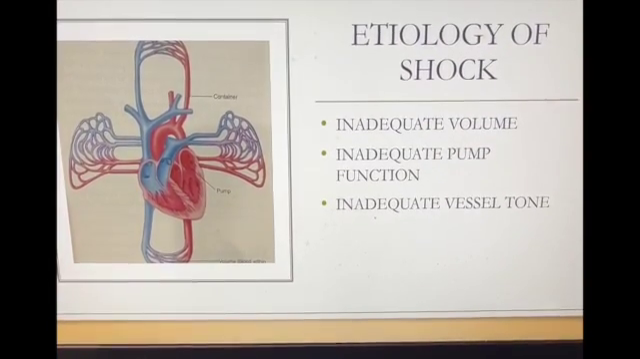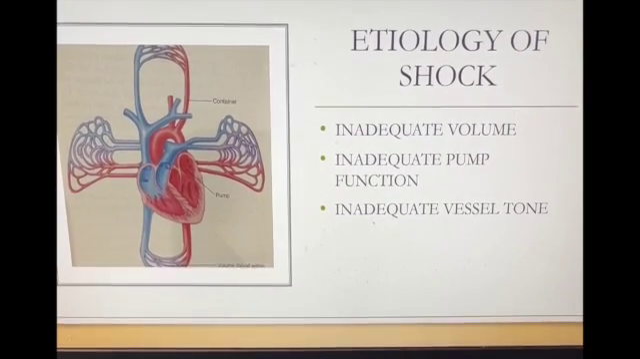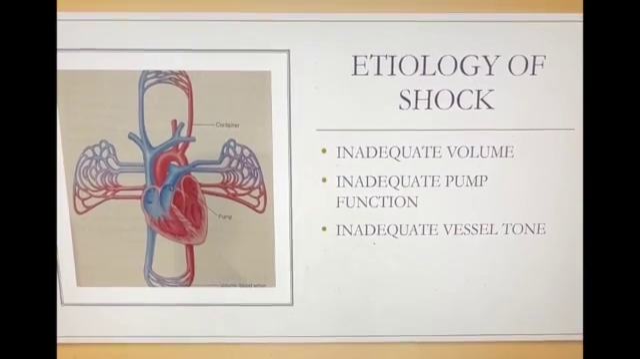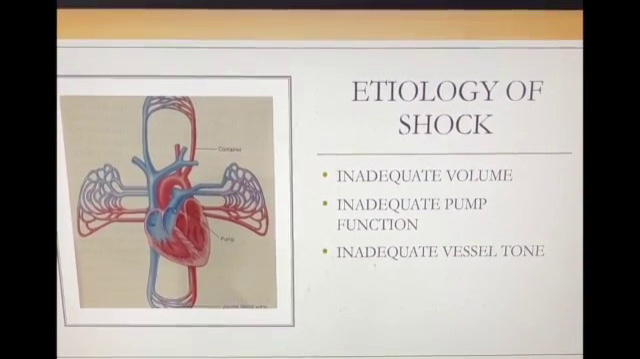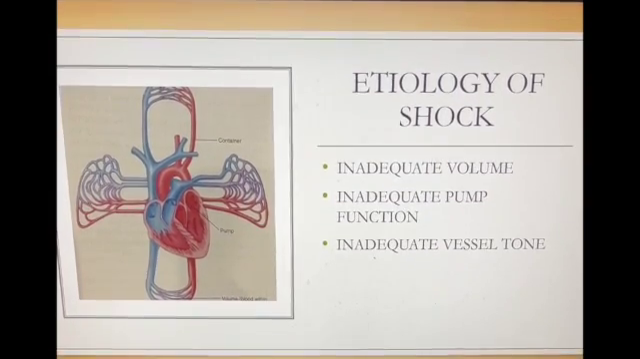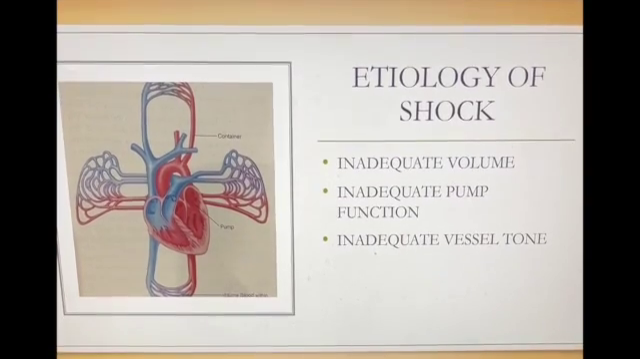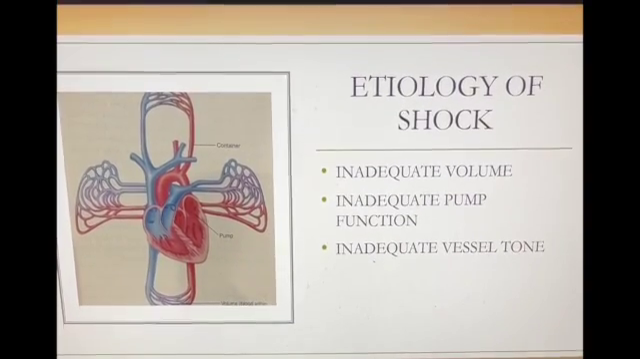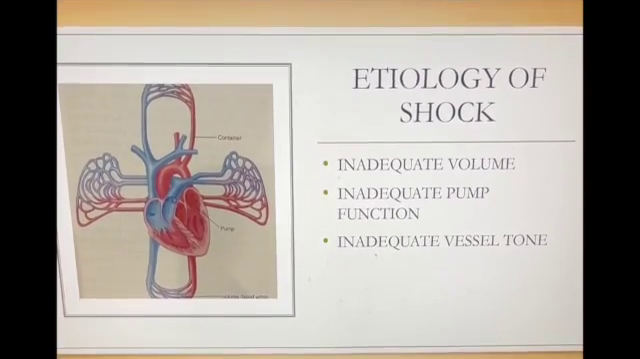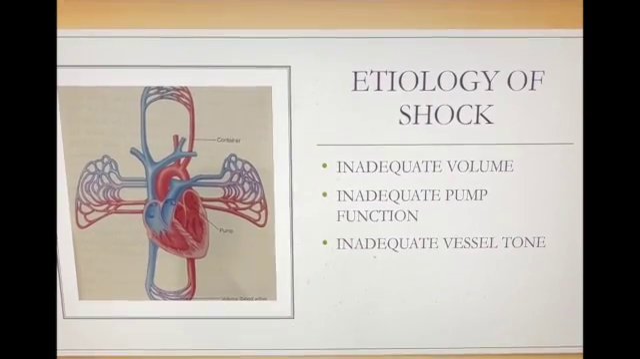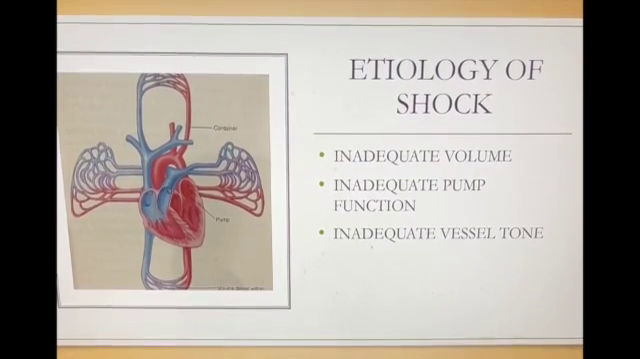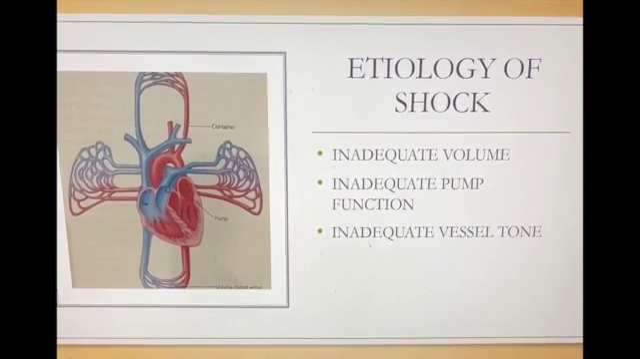The etiology of shock. There are three reasons why shock can happen: inadequate volume, inadequate pump function, and inadequate vessel tone. You can see here within the picture, it's a very condensed view, but the volume is on the bottom. That is the amount of blood and plasma within the circulatory system. The pump is the heart itself, and the vessel tone is the shape and the size of the arteries, the veins, the capillaries, the arterioles, etc.